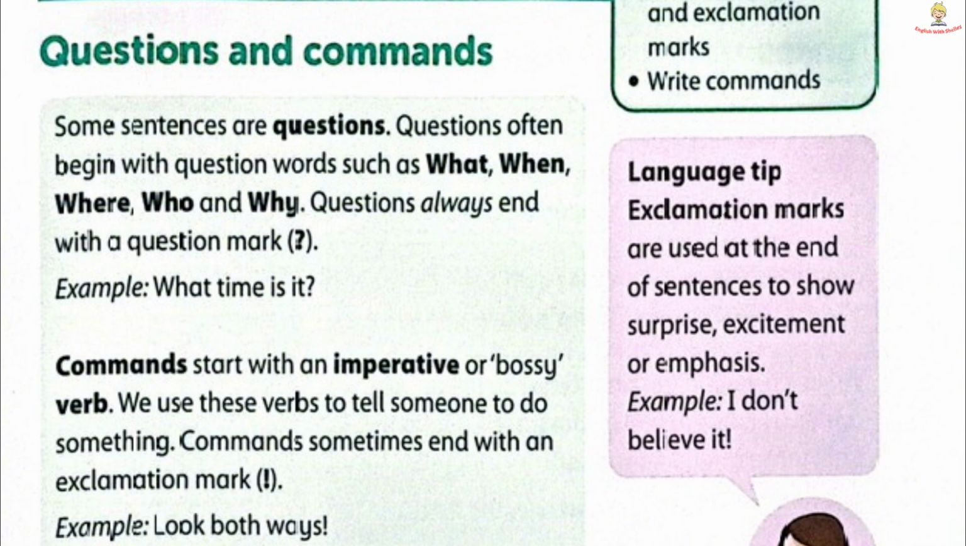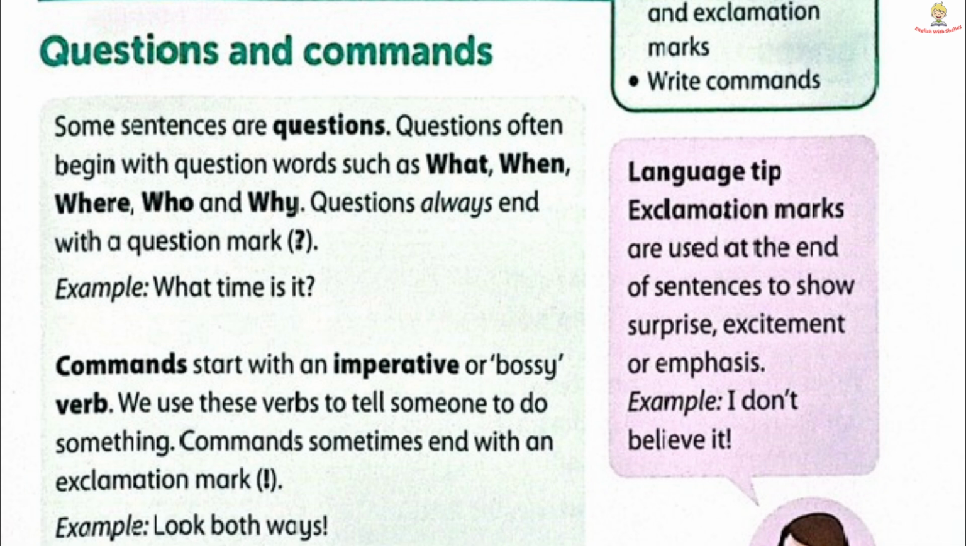Some sentences are questions. Questions often begin with question words such as what, when, where, who and why. So question sentences always start with the WH family words, and the WH family words are what, when, where, who and why. And these types of sentences always end with a question mark. So this is a question mark, and when we ask a question, the sentence starts with a question word and also ends with a question mark. For example, what time is it? This sentence starts with a WH family word and also ends with a question mark.